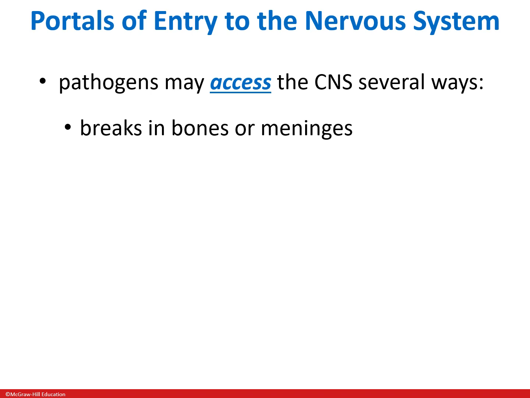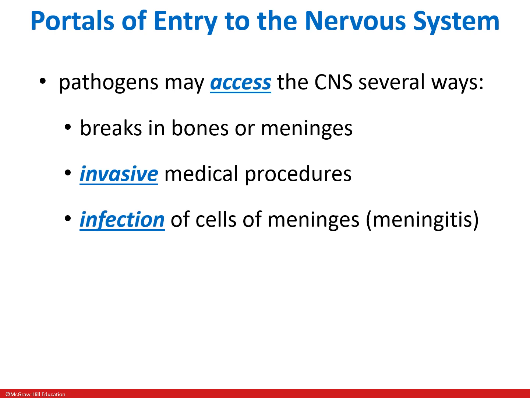So how do organisms find a portal of entry into the nervous system? They can get in one of these ways. So either you have a break in those physical barriers, like the bones of the skull or the meninges. It could be bypassed altogether by way of invasive or surgical procedures. Or if the meninges, which are the protective lining or covering on those tissues, get infected, then that can create inflammation and create a breach in the barrier.